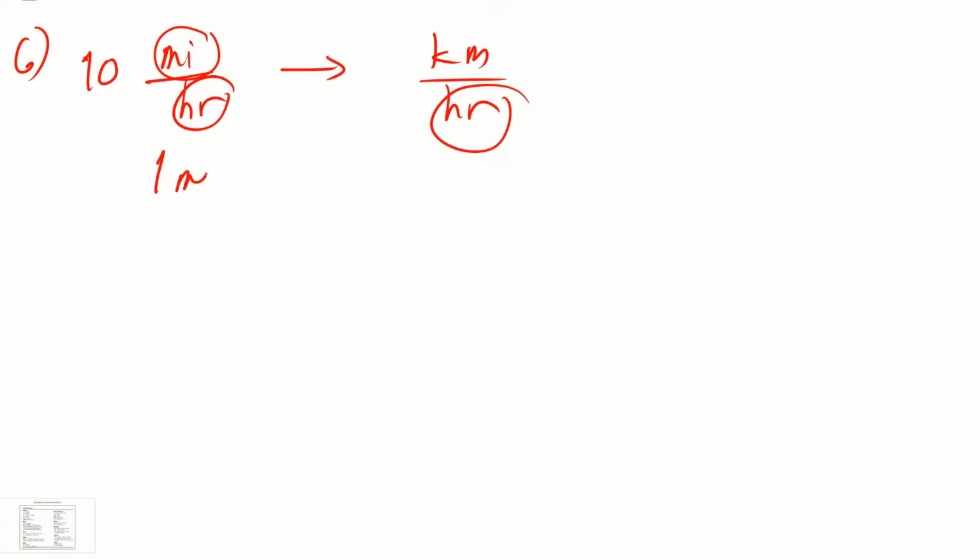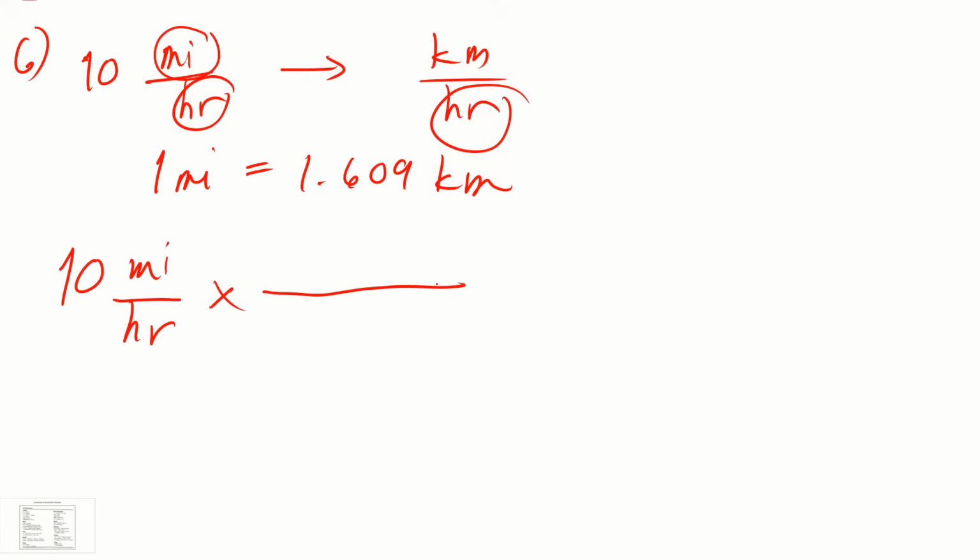So 1 mile, there are 1.609 kilometers. So we can now perform the unit conversion. So 10 miles per hour times the conversion factor. Here, since miles is in the numerator, we need to write 1 mile in the denominator, and then 1.609 kilometers in the numerator. So we can now cancel miles and perform the operation.